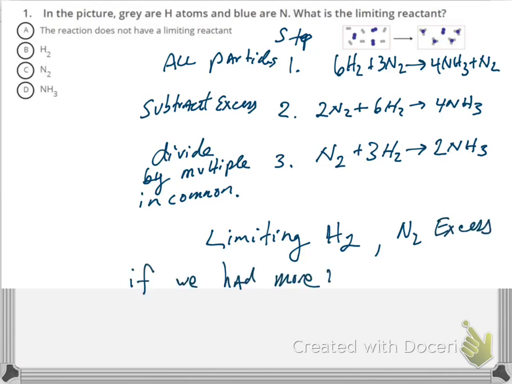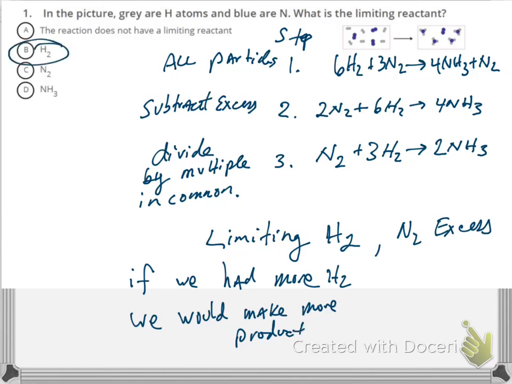Because that's the real definition of a limiting reactant: what species, if we had more of it, would we make more product? It's not going to be N2, because we know we have more N2 at the end of the reaction. So in that case, it would be hydrogen. And so we would pick the answer B. B, hydrogen, is what's limiting the reaction. If we had more of it, we expect to make more product.